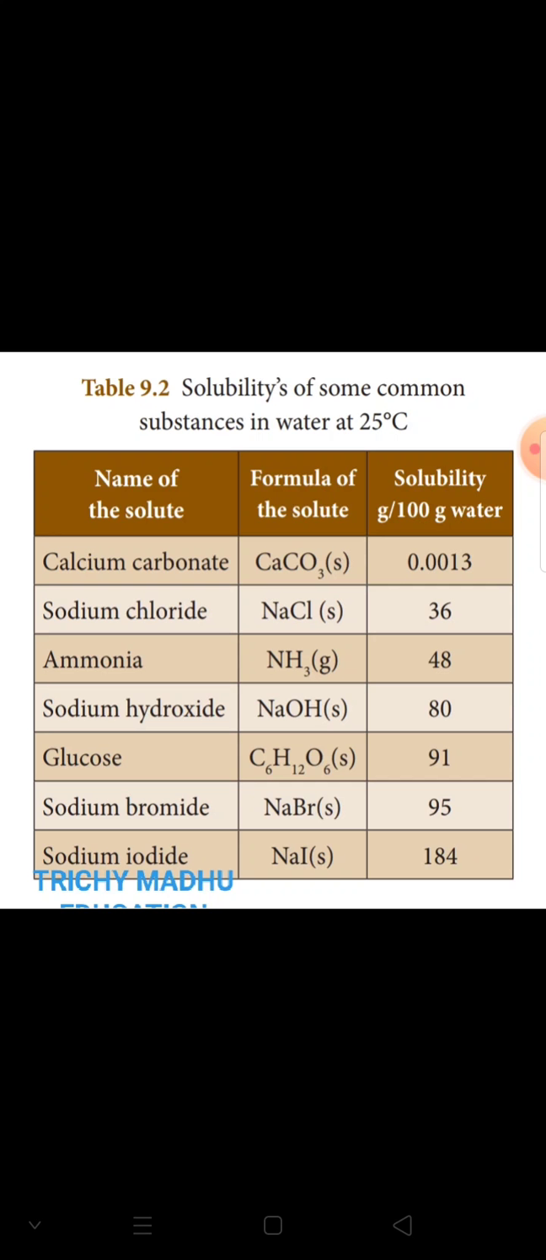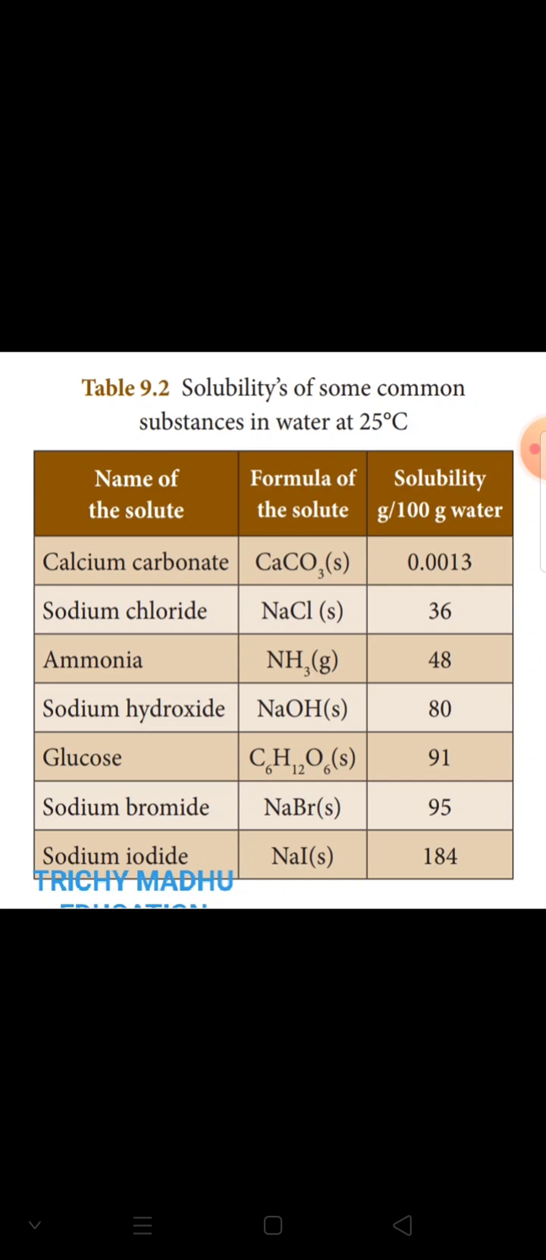Now we are going to see the solubility of some common substances in water at 25 degrees C. Name of the solute, formula of the solute, solubility in grams per 100 grams of water. Calcium carbonate, CaCO3(s), solubility 0.0013 gram per 100 grams of water.